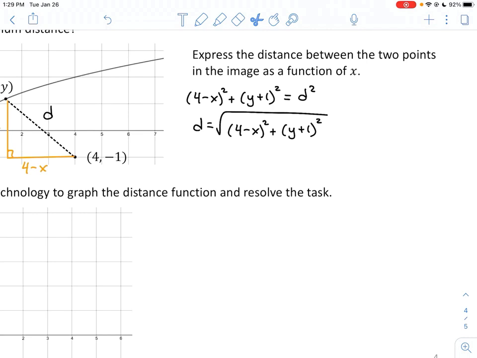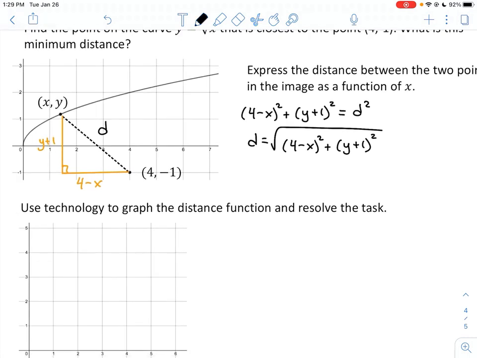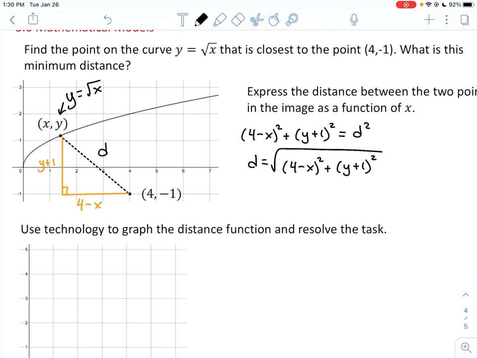But currently, d is expressed as a function of two variables, x and y. But this y right here is the same thing as square root of x. So what we're going to do now is change the y in our expression, and then we have d, distance between the 2 points, as a function of x only. So we get the square root of 4 minus x, that's being squared, plus, and then the y, change it to radical x, plus 1, and that's being squared.